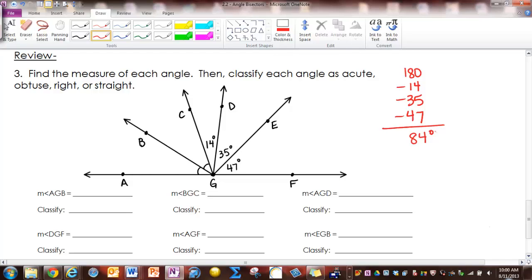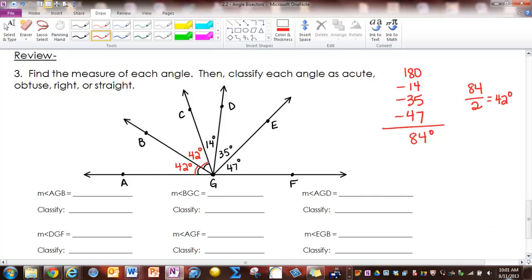Now 84 degrees is going to be the measure of this angle and the measure of this angle together, but they're marked as congruent. So if I take 84 and divide it by 2, I'm going to get 42 degrees. So that tells me that this angle is 42 degrees and this angle is also 42 degrees. Now this is all I need to find all the measures of the angles that they're asking for. I just have to add up the appropriate ones.